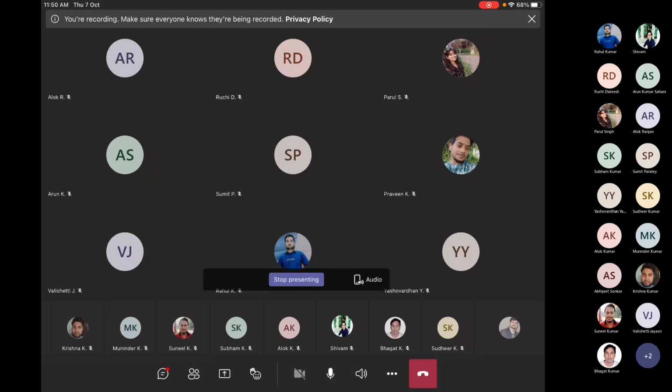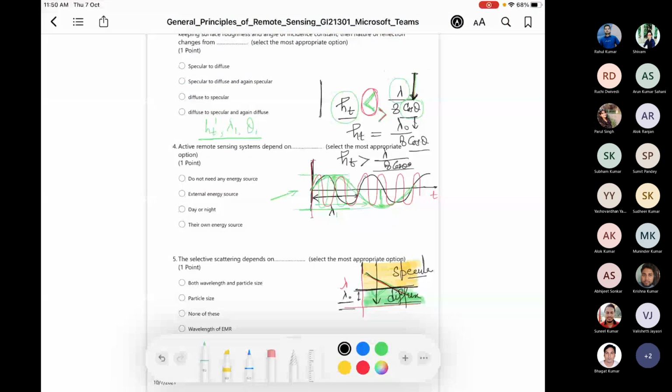How many of you have done it correctly? I have done correct. Yes, sir. I have done, sir. Okay, fine. So I hope it is clear to all. My objective is that all of you need to understand the concept. If there is any doubt related to this discussion, any one of you can discuss with me right now.